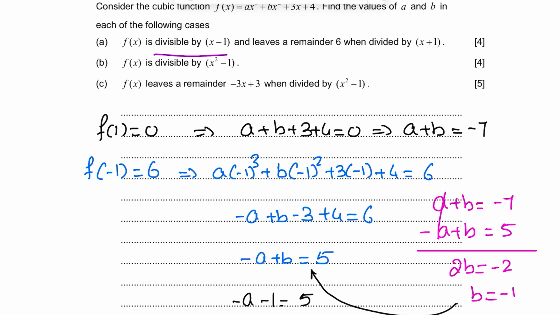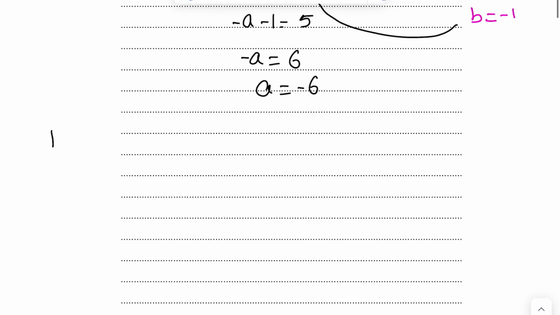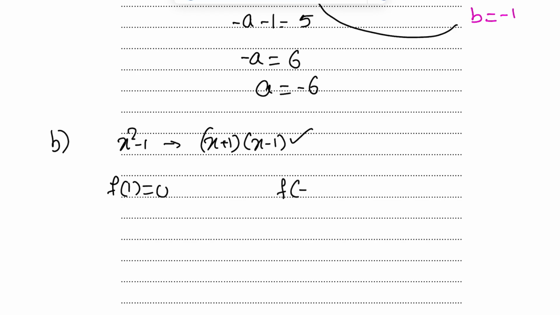For part b, f(x) is divisible by x squared minus 1. So x squared minus 1 means nothing but what? x plus 1 times x minus 1. It is divisible by x plus 1 times x minus 1. So what does that become? f(1) should be equal to 0 and f(negative 1) also should be equal to 0.